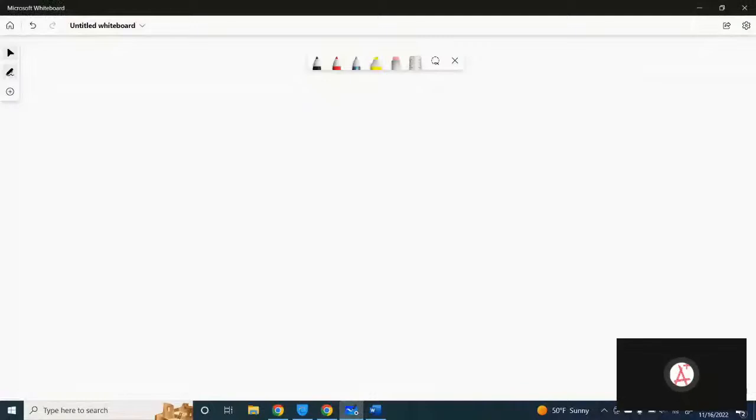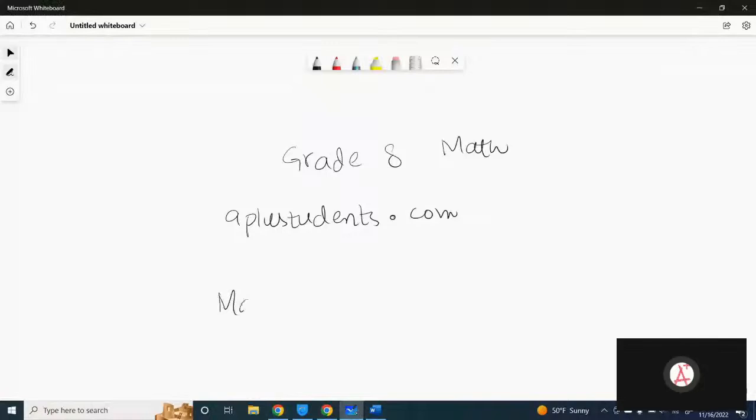We're going to start with grade 8 maths. You can find all the lessons on aplusstudents.com. You have to log in there using your email address and password as provided by the administrator. Then you have to select math from the subject tab. Scroll down to grade 8 maths and we're going to start with the chapter units of measurement.